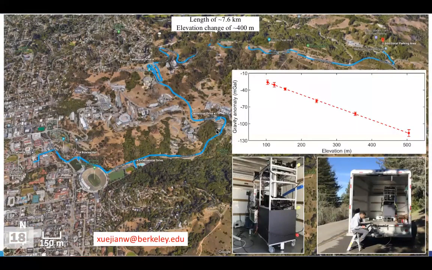So here is a summary of our research. By surveying the Berkeley Hills, we get the gravity anomaly and we calculate the gravity gradient, which lets us know the density of the hill.